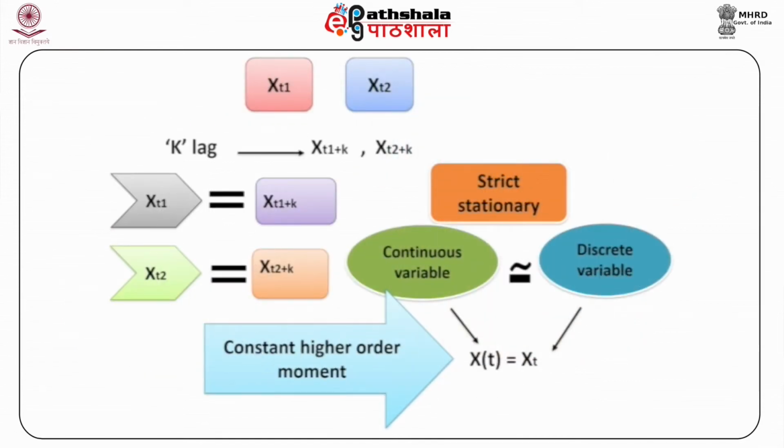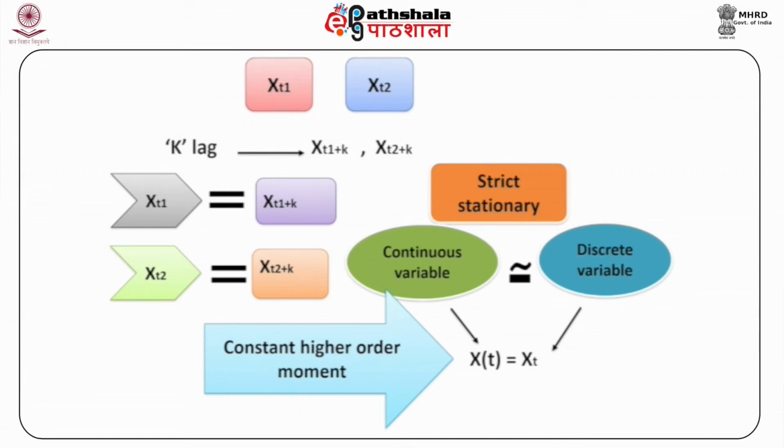To explain it mathematically, assume we have two distributions xt1 and xt2. We introduce a lag of say k in the series. It becomes xt1 plus k and xt2 plus k. So, in a strictly stationary series, even after introducing the lag, xt1 is equal to xt1 plus k, xt2 is equal to xt2 plus k.